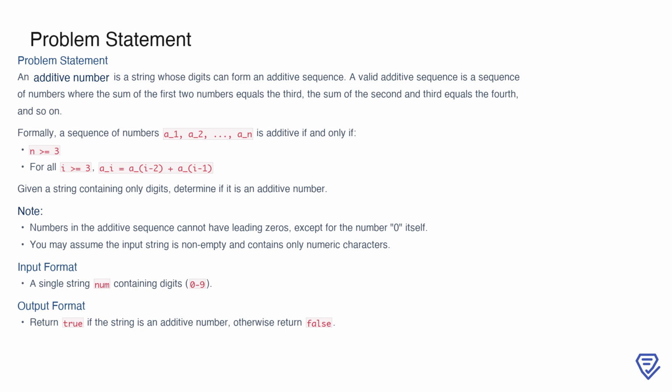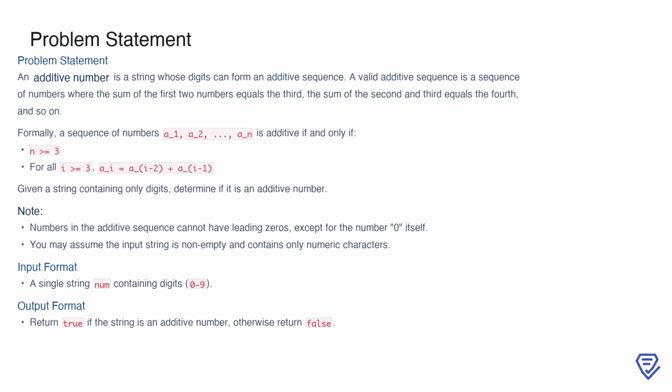Let's get started. An additive number is a string of digits that can form a specific type of sequence, called an additive sequence. This means that starting with the first two numbers in the sequence, every subsequent number is the sum of the two numbers immediately before it. For example, if the first two numbers are 1 and 1, their sum is 2, which becomes the next number. Then, 1 and 2 sum to 3, and this process continues. Once the first two numbers are chosen, the rest of the sequence is uniquely determined.